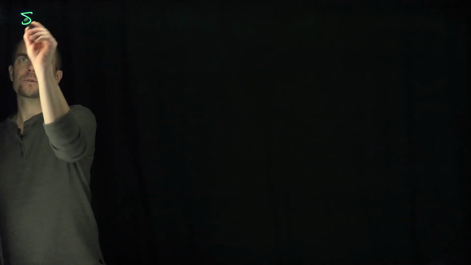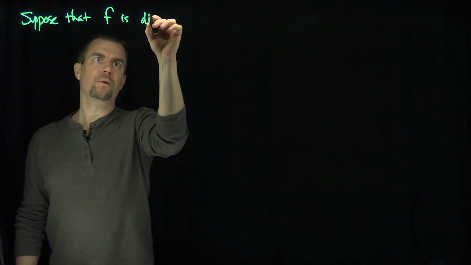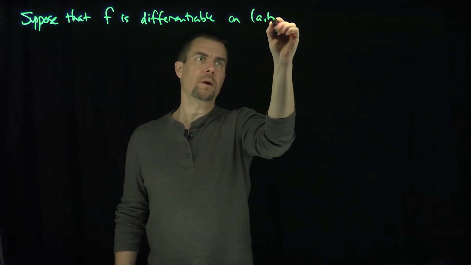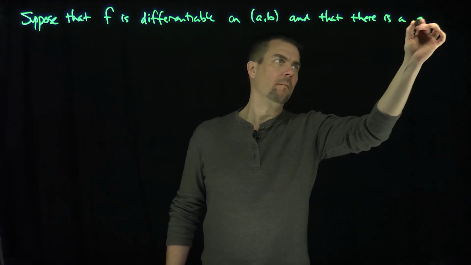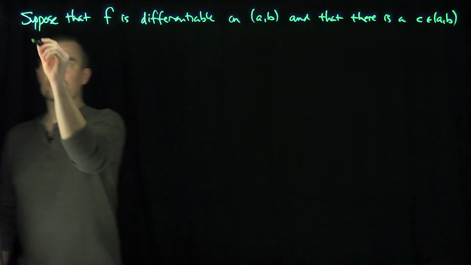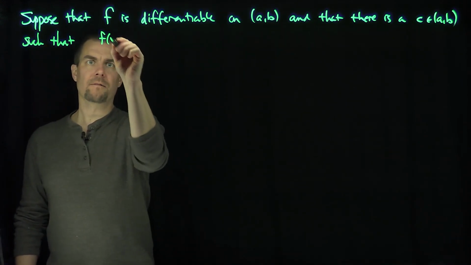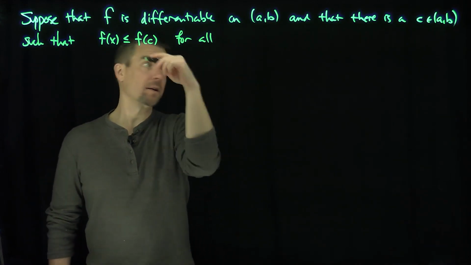Hello students, in this video we'll see that the derivative at an interior maximum must vanish. Let's suppose that f is differentiable on AB and that there is a c in the interior of this set, AB, such that f of x is less than or equal to f of c for all x in AB.